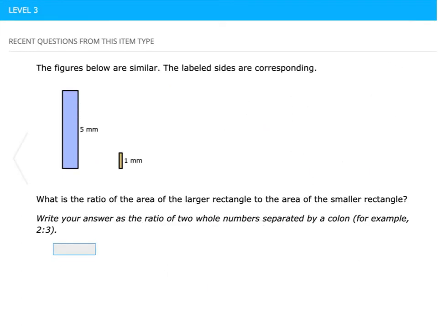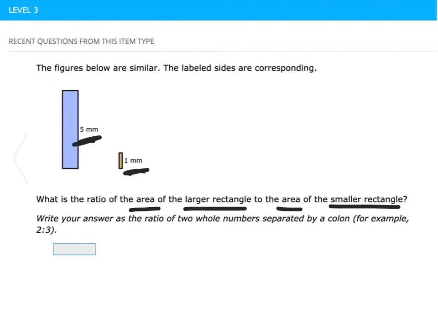So here's level 3. The figures below are similar. The labeled sides are corresponding to each other. We have 5 millimeters and 1 millimeter. What is the ratio of the area of the larger rectangle to the area of the smaller rectangle?